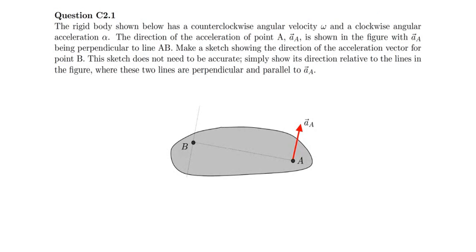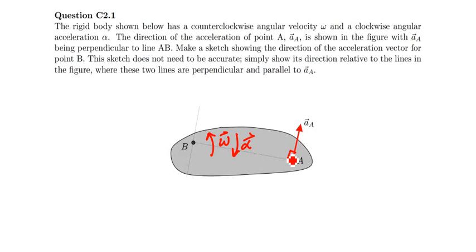So in this first conceptual question, we're told that the rigid body shown below has a counterclockwise angular velocity, and I'll go ahead and sketch that here for us, and a clockwise angular acceleration alpha. And we're told that the direction of the acceleration of point A, AA, is shown in the figure with AA being perpendicular to the line AB. So I can sketch in perpendicular here. We're asked to make a sketch showing the direction of the acceleration vector for point B.